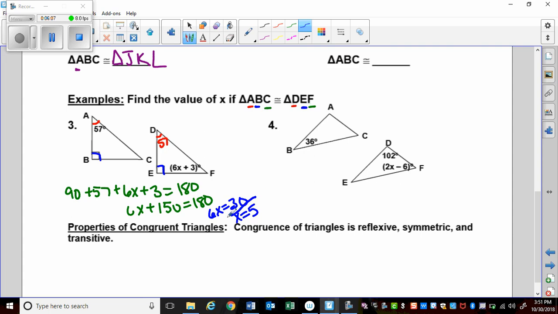It just says find the value of x. I just wanted to make sure. I can plug it into here to find c, maybe if they ask me something like that. I want you guys to pause the video and try 4 now.